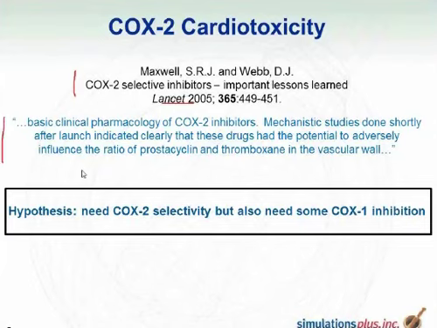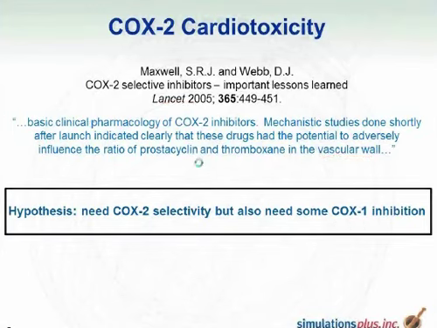And one of the lessons or take-home messages they stated was that when they started studying the basic pharmacology of these COX-2 inhibitors, mechanistic studies done shortly after launch indicated clearly that these drugs had the potential to adversely influence the ratio of prostacyclin and thromboxane in the vascular wall. So people were taking these drugs and having a higher risk for stroke. So our hypothesis was that you needed COX-2 selectivity, but that you also needed some COX-1 inhibition so that you would try and maintain this balance a little bit better.